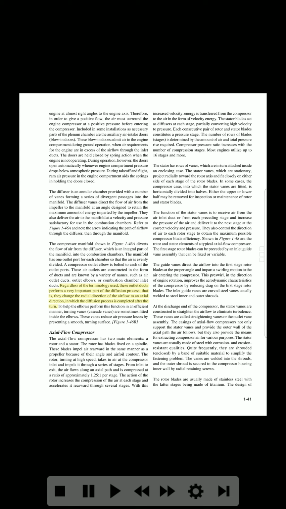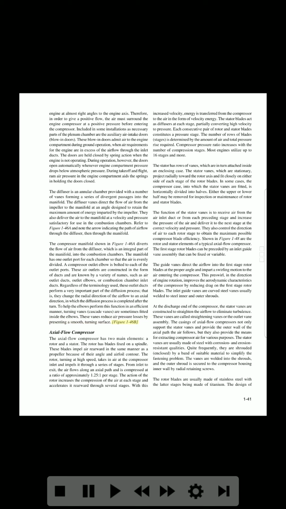These outlet ducts perform a very important part of the diffusion process. That is, they change the radial direction of the airflow to an axial direction, in which the diffusion process is completed after the turn. To help the elbows perform this function in an efficient manner, turning vanes, cascade vanes, are sometimes fitted inside the elbows. These vanes reduce air pressure losses by presenting a smooth, turning surface.